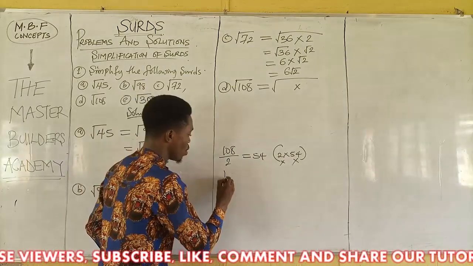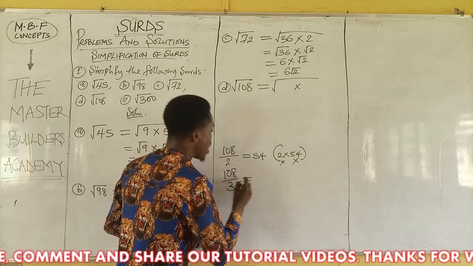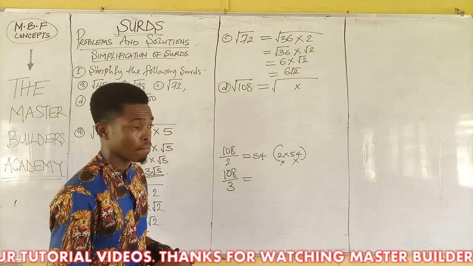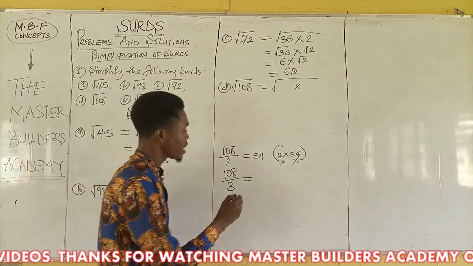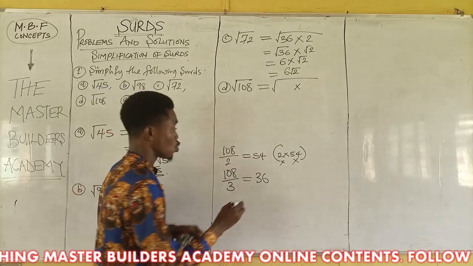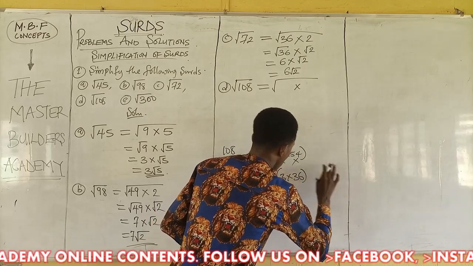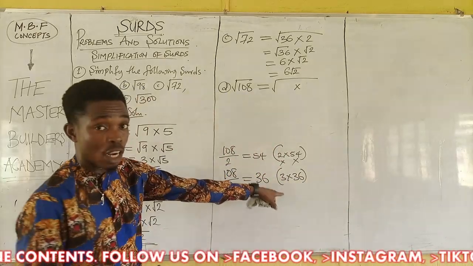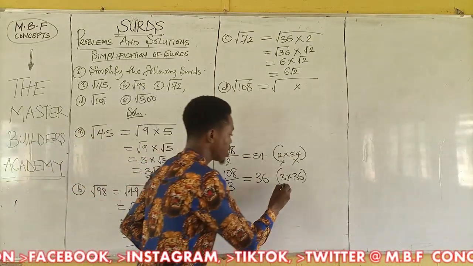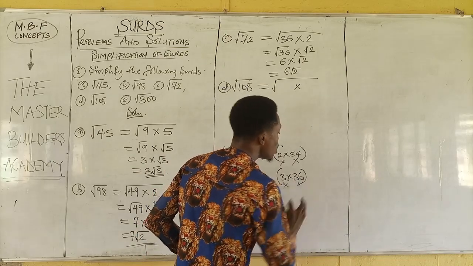Now 108 is also divisible by the next factor, which is 3. And when we divide 108 by 3, of course 108 is divisible by 3. Yes. So when we divide 108 by 3, I think we're going to have 36. Yes. 108 divided by 3 is 36. That shows that 3 times 36 is equal to what? 108. Then we also check whether any of these two values is a perfect square. Now 3 is not a perfect square, but 36 is a perfect square.